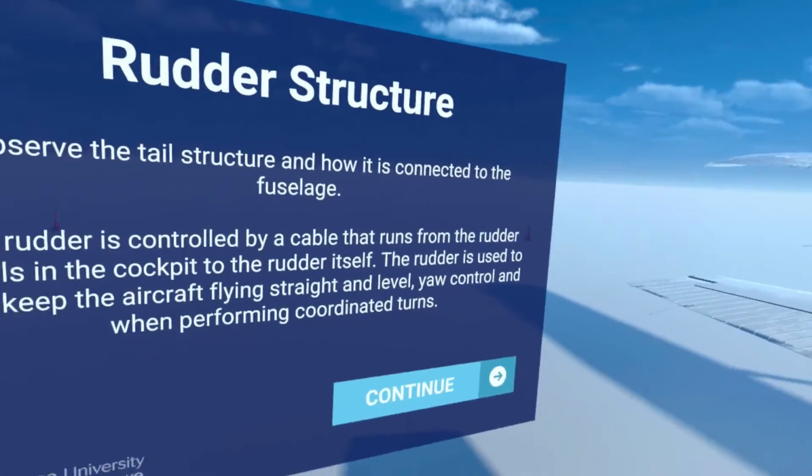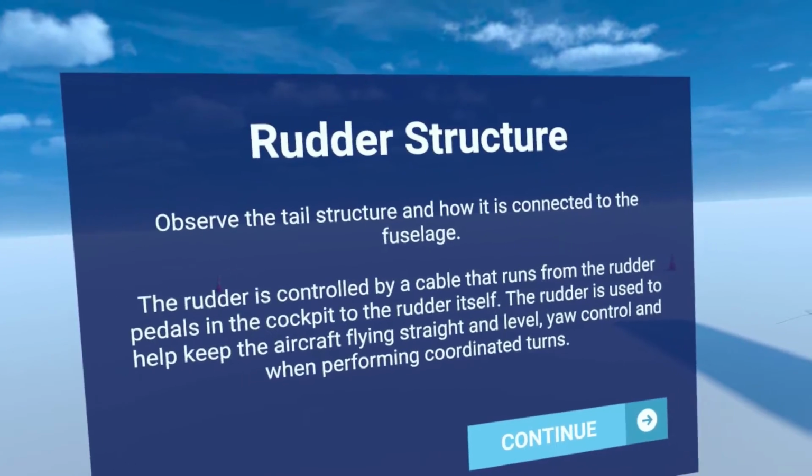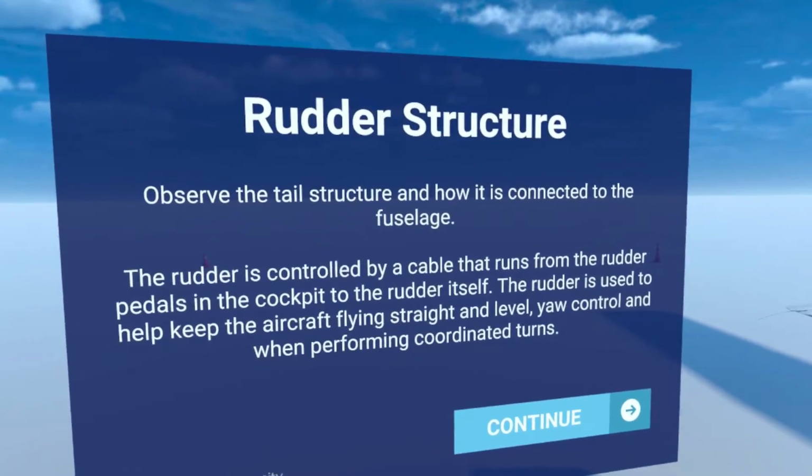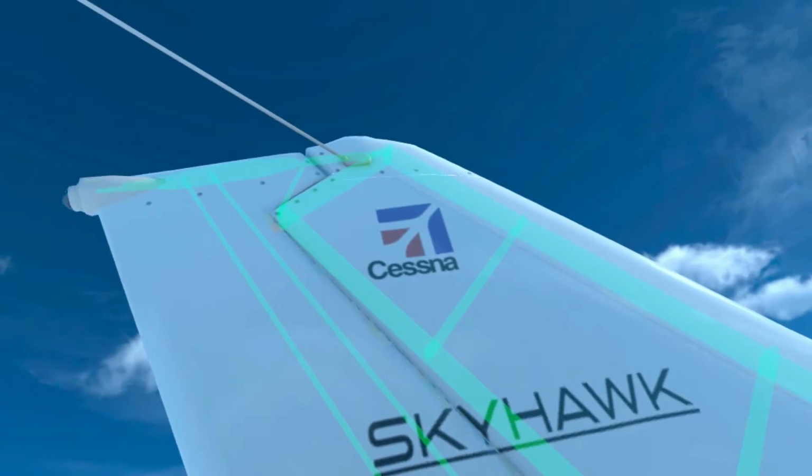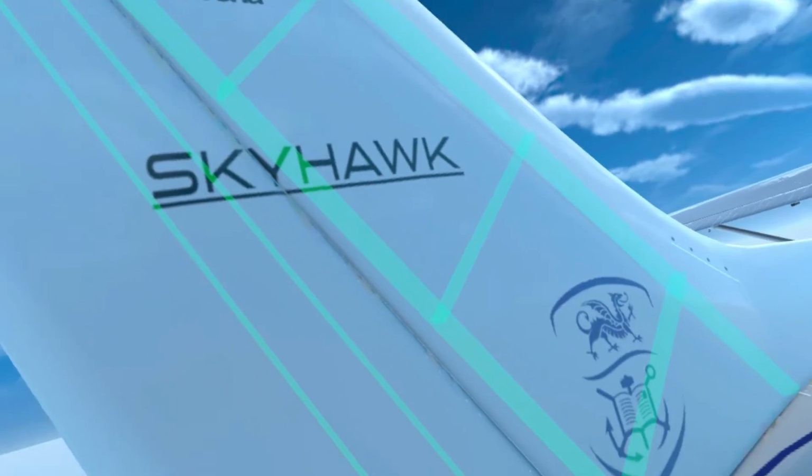The rudder is controlled by a cable that runs from the rudder pedals in the cockpit to the rudder itself. The rudder is used to help keep the aircraft flying straight and level, and when performing coordinated turns.